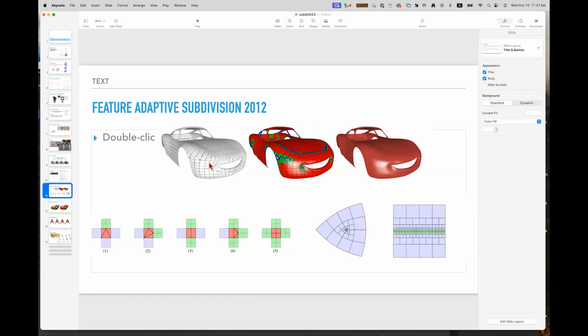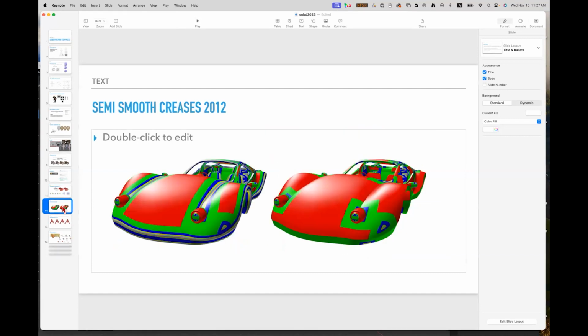And so this is part of what is, I would say, hard about subdivision surfaces. It's when you're trying to get into this realm of efficiency. And that's where OpenSubdiv really helps a ton.